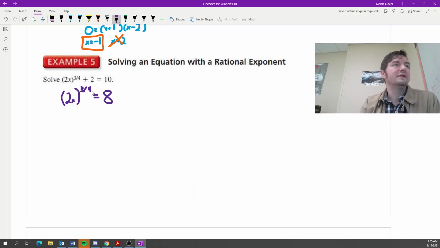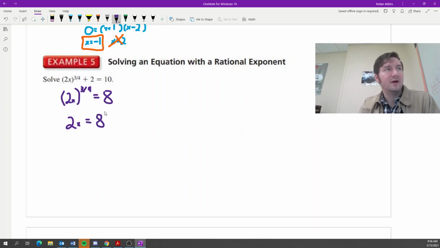Now, to get rid of this 3/4 rational exponent, what we're going to do is raise everything to the opposite, so the inverse of that fraction. So instead of 3/4, we're going to raise everything to the 4/3 power. So we're inverting the fraction. When you do that, it will get rid of the rational exponent over here. So we'll just have 2x. And then we're raising this number over here, whatever's on the right side, by the 4/3 power. Again, you just raise both sides to the inverse of that rational exponent to get rid of it.